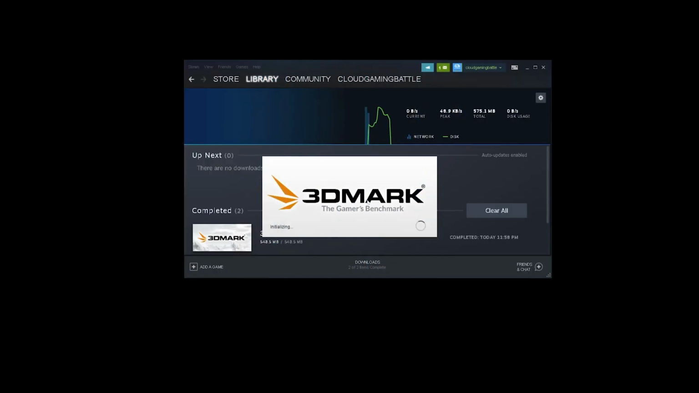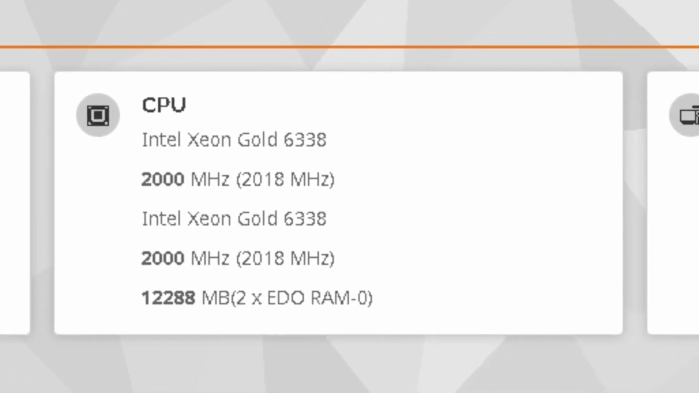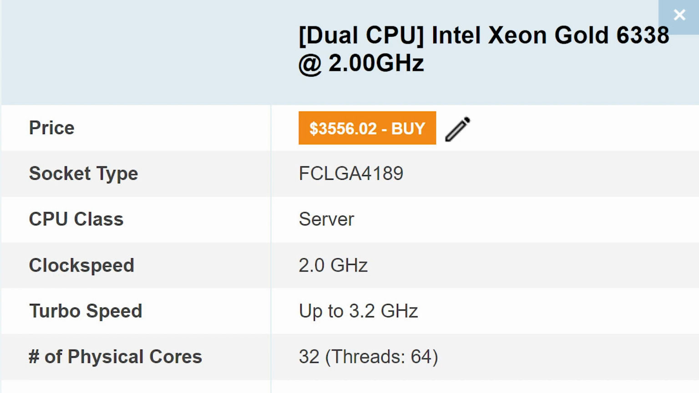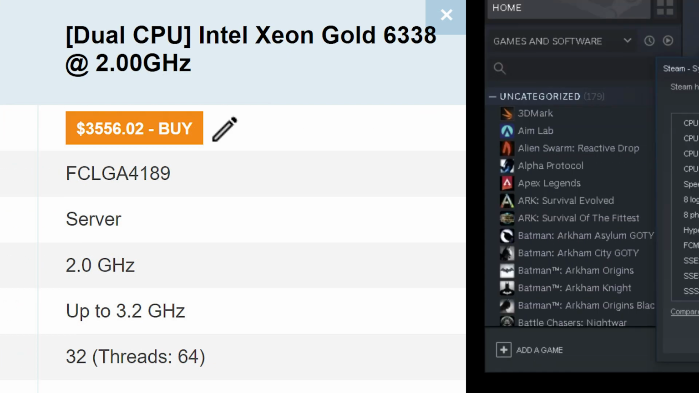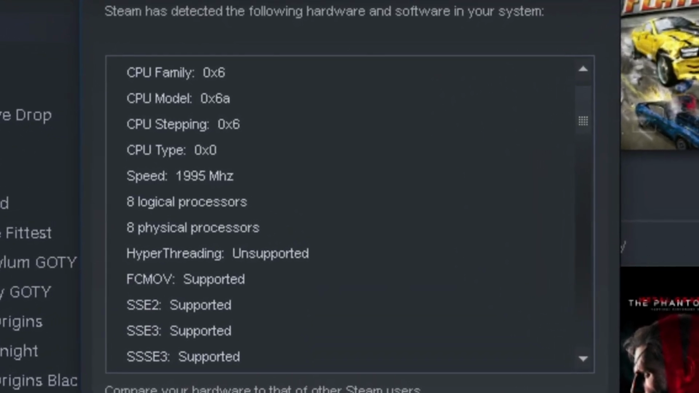Now I ran a couple of benchmarks. First was the 3D Mark benchmark, since I was able to install it and run it on their Steam launcher. For their CPU, they are running the Intel Xeon Gold 6338, which has a standard clock speed of 2.0 GHz. This is a server CPU, so it has a total of 32 CPUs and 64 threads, but it's only using 8 processors of the 32 with no hyper-threading. This means you'll get the full power of the 8 cores you're using.